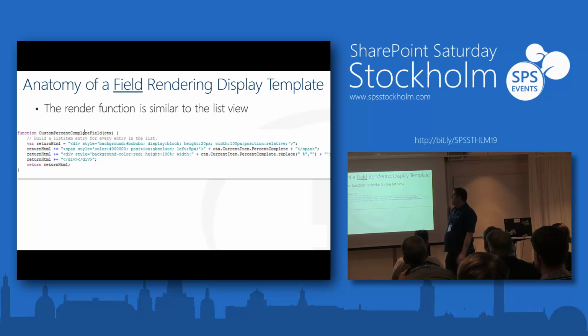Again, the render function is very similar to the list view. You've still got access to ctx.currentItem, and this is where the power comes in. You might want to do a lookup based on a field value elsewhere in that same item, and we can now do that. Whereas before in XSLT you couldn't do things like parent and child list select lookups, or cascading drop downs, without custom code. It's now possible.